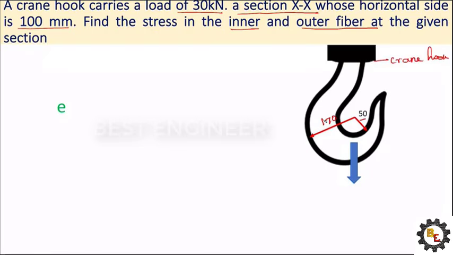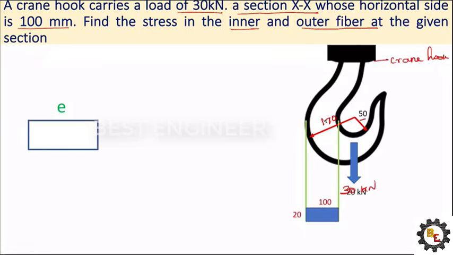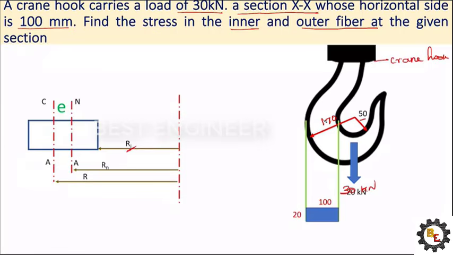Now it carries a load of 30 kN and its cross section is 120. See, this is the cross section we taken: central axis, neutral axis, and center of curvature, inner radius, neutral axis radius, central axis radius, and outer radius.